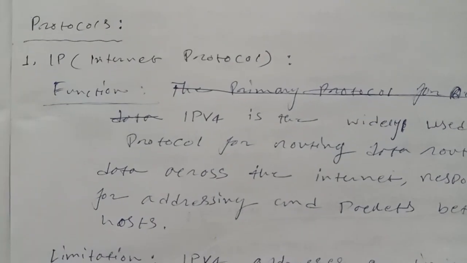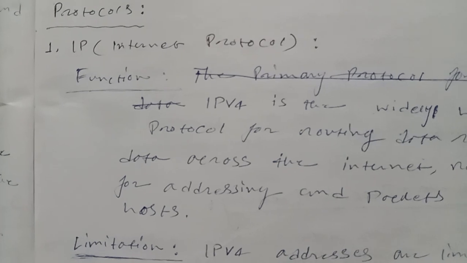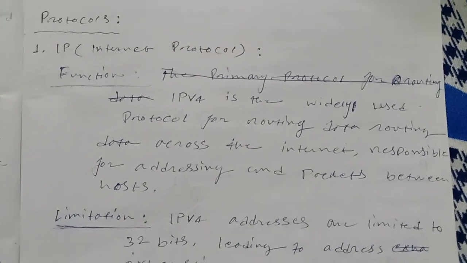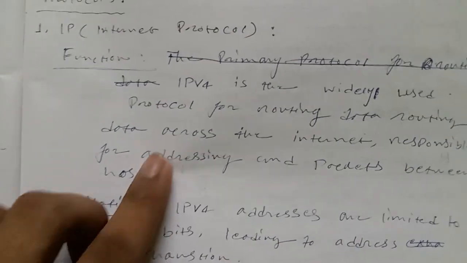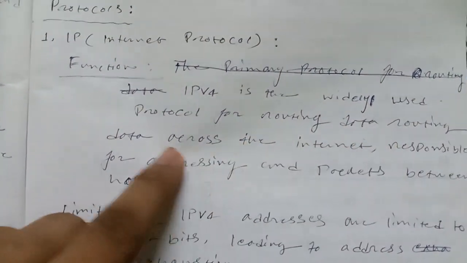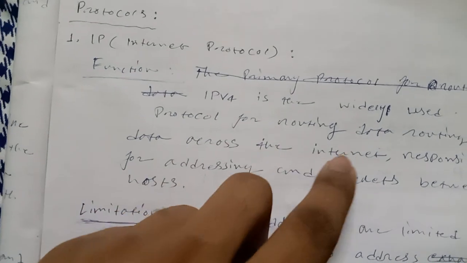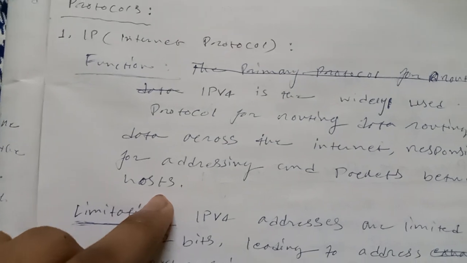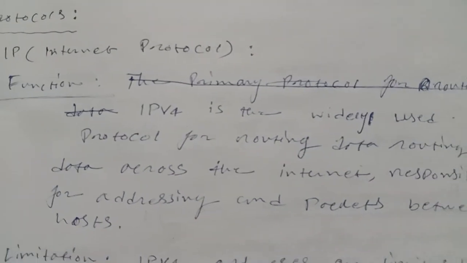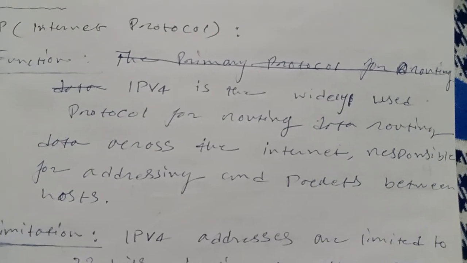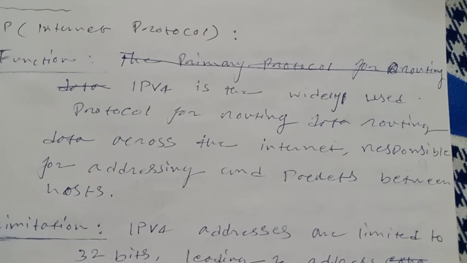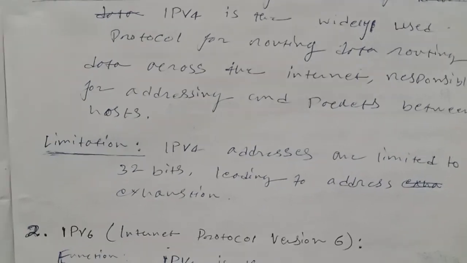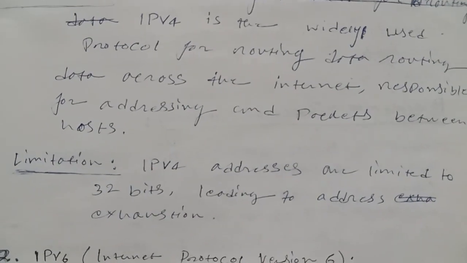Then we have protocols. Let's see some protocols: the IP protocol, or Internet Protocol. IPv4 is a widely used protocol for routing data across the internet, responsible for addressing and routing packets between hosts. Limitation: IPv4 addresses are limited to 32 bits, leading to address exhaustion.